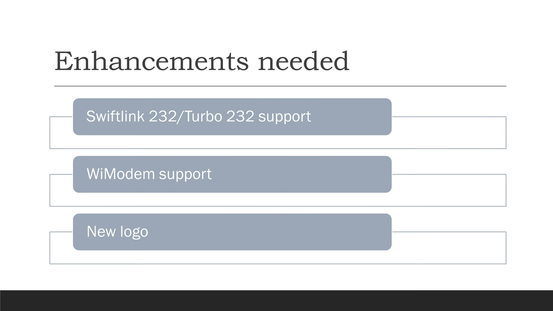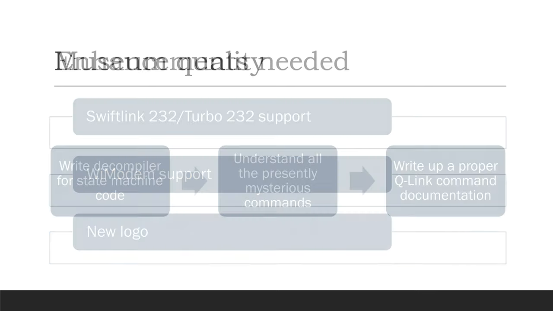People have asked for SwiftLink 232 support, Turbo 232 support. We'd probably need Y modem support and probably a new logo, to make the nice QuantumLink Reloaded logo. That's actually just a bunch of C64 sprites when it shows up, so they're stored there somewhere. All those would be possible.